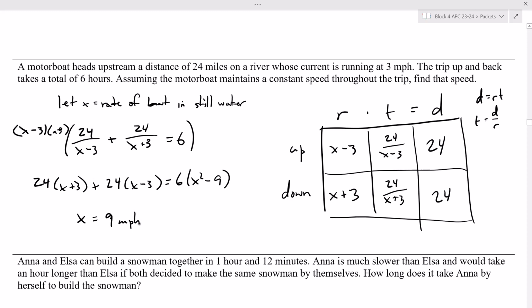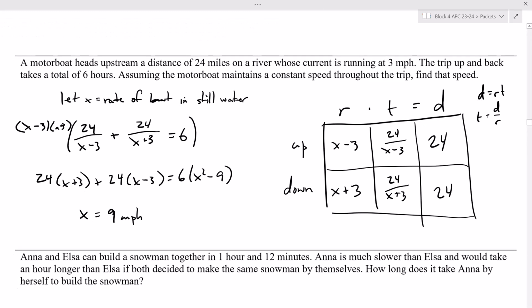I'm being a little bit lazy here because I have a lot to go over with you, but you know that for a word problem, you should include a sentence answer. It travels 9 kilometers per hour, or miles per hour in still water. Yes? I hope that was comfortable.